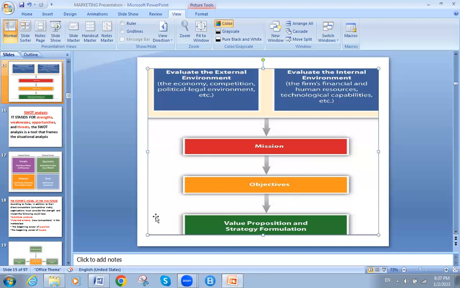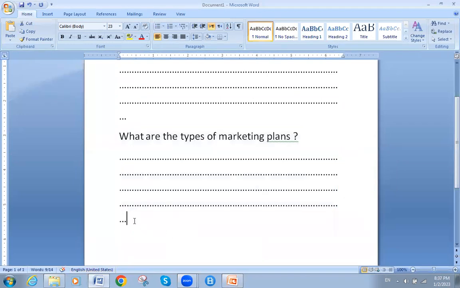Okay, today we talk about two topics, and here now I will go to the third question today. What is the strategic planning process? What are the steps in the marketing strategic planning process?